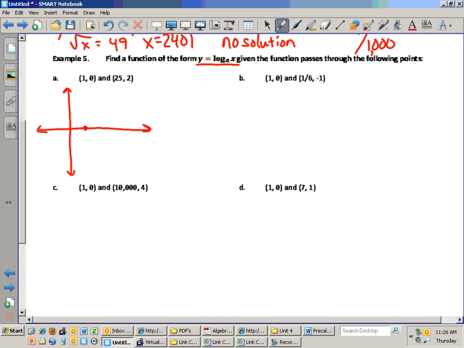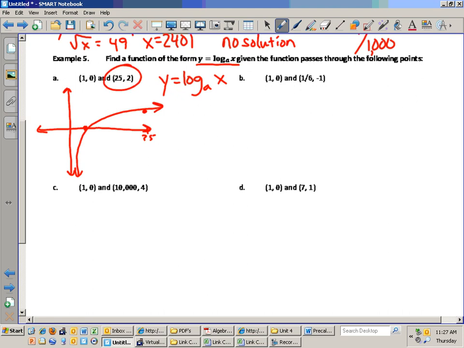So pass through 1, 0, and then 25, 2. So I'd be way out here at like 25, and I'd be up, say, 2 units. So the graph looks something like that. It's a logarithmic graph. Now, follow the first one because this is where it's confusing for people. I have y equals log base a of x. What is my y value in this problem?